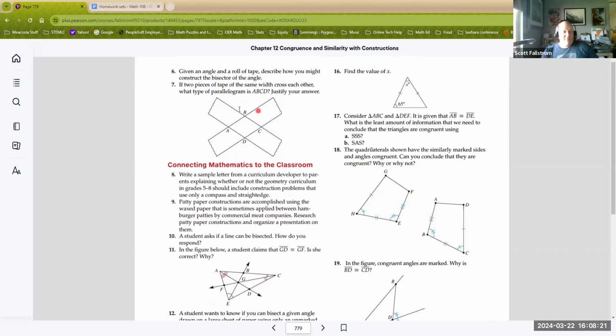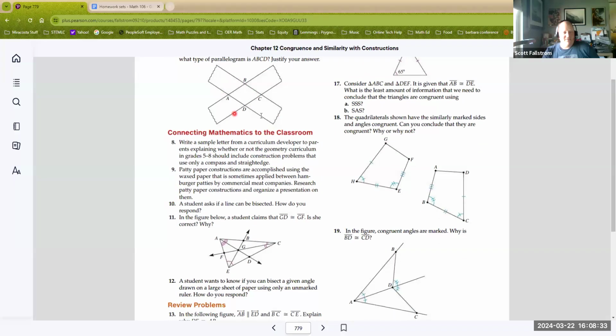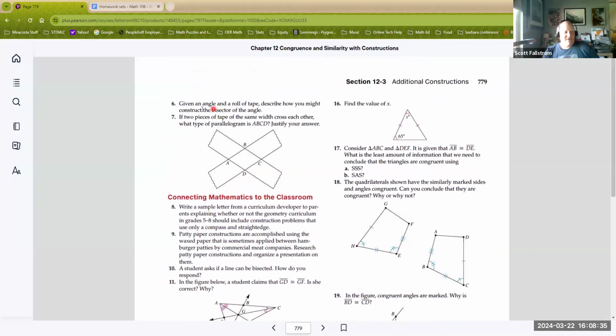Oh, hey, look up here in question 6. This is like a piece of tape. Given an angle and a roll of tape, how can you construct the bisector of the angle? Oh, look at that. Yeah, this is a hint for the one with the ruler. Question 12. Hint with question 12 is to look up here at question 7. That might help. All right, that wraps it up for chapter 12.